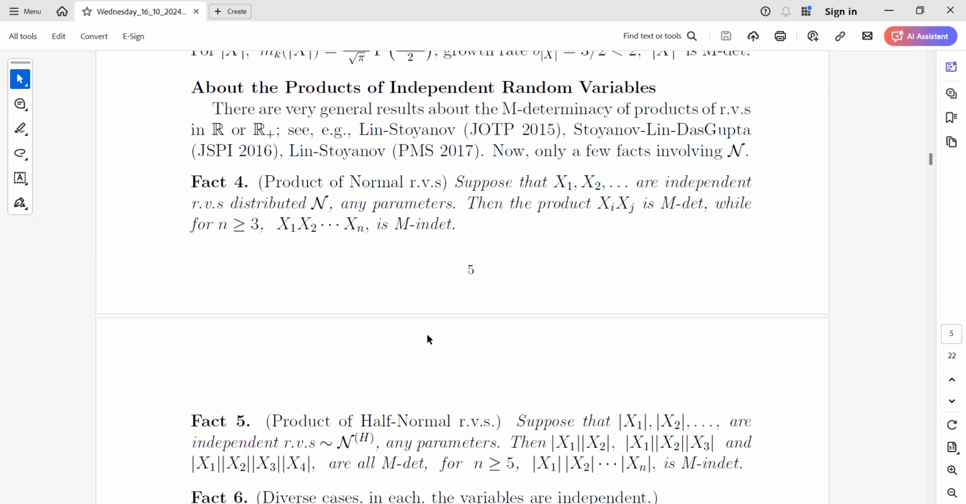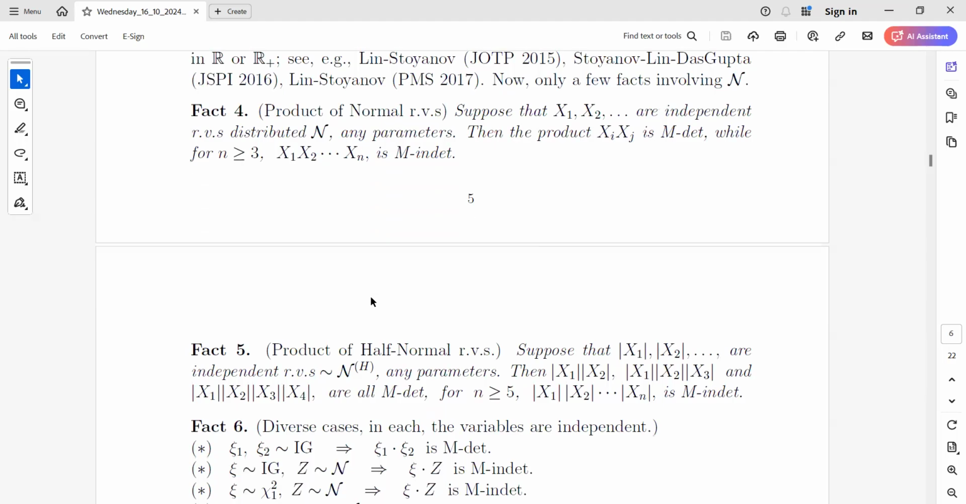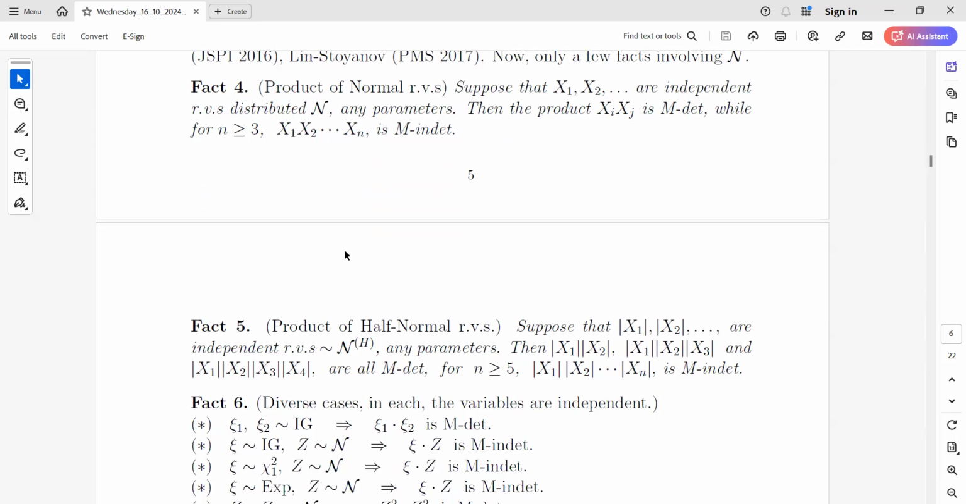And now a few words about a very simple and natural operation. This is products of independent random variables. So we have a series of a few papers, and some other people also did a good job on this. And I decided not to tell about general results, but to see how these results apply in our favorite normal case. So if we take a collection of independent, normally distributed variables, the parameters are not important, then the product of any two is unique. However, the product of any three or larger number is non-unique, M-indeterminate.